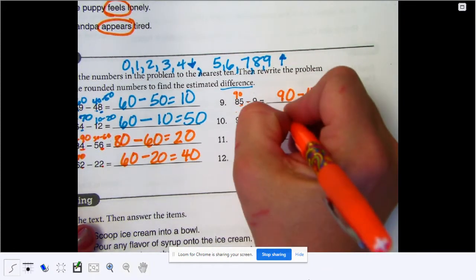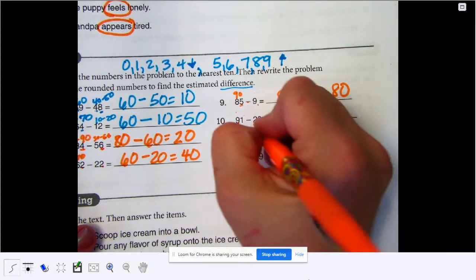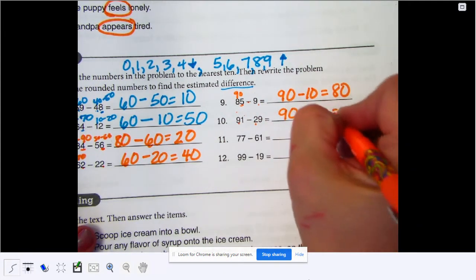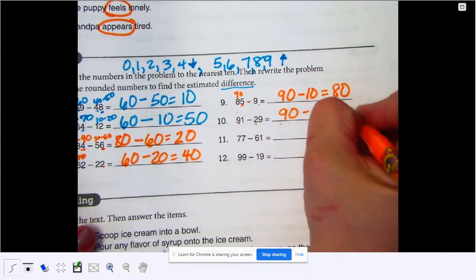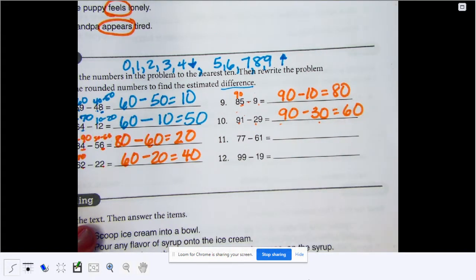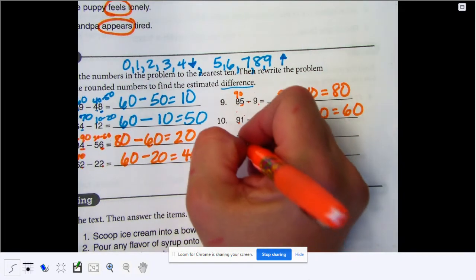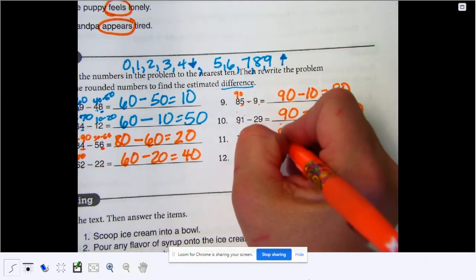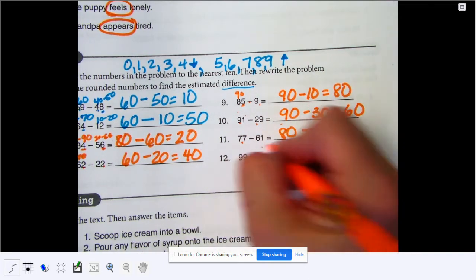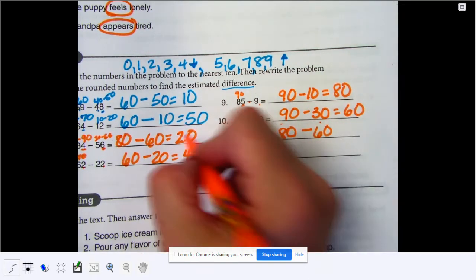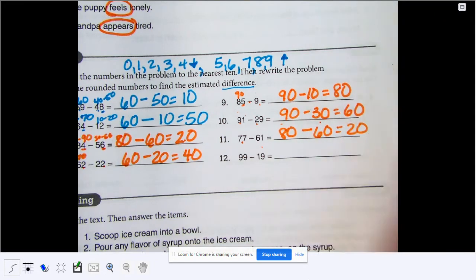91 is closest to 90, and 29 is closest to 30. 90 minus 30 is 60. So I'm just going over these quickly because you should have already done them. So if you just need to fix them, you can do that. 77 is closest to 80, and 61 is closest to 60. We already did that one. It's going to be 20.